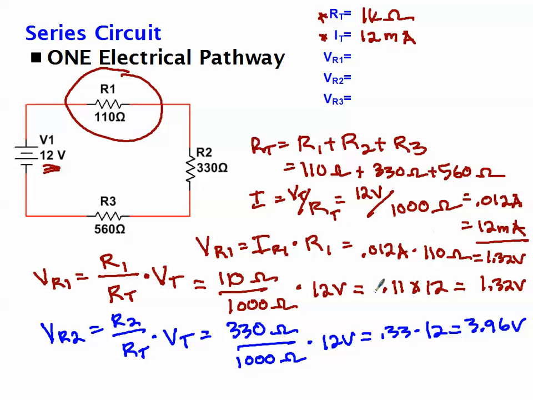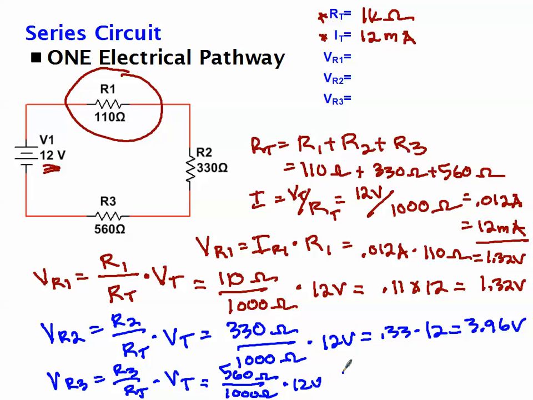So, last one, VR3 equals R3 over RT times VT equals 560 ohms over 1,000 ohms times 12 volts equals 0.56 times 12 equals 6.72 volts. Now, here's where you can do even another double check.